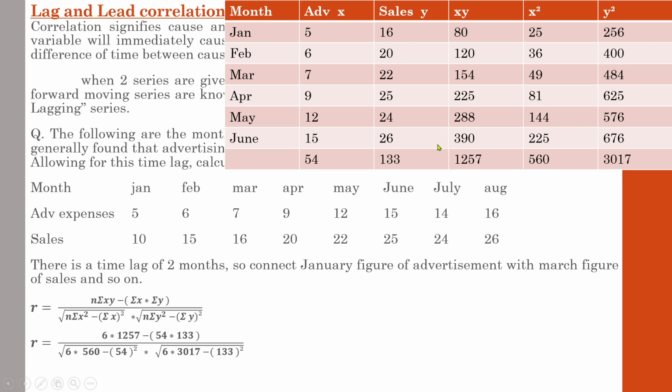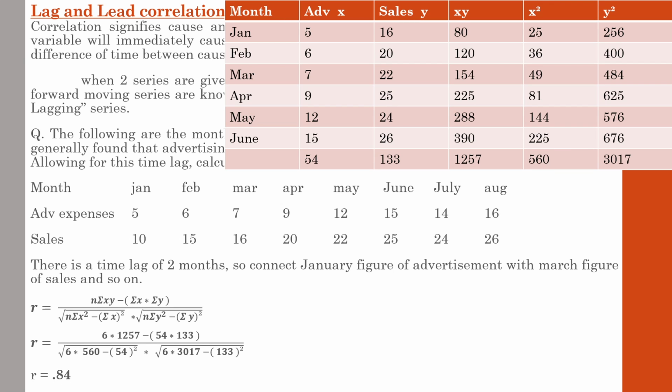Regarding the remaining items, it is almost similar to the methods which we have learned. Sigma xy is 1257, sigma x is 54 into sigma y is 133, divided by root of n sigma x square, meaning n 6 into sigma x square 560, minus sigma x, 54, the whole square, into root of n sigma y square minus sigma y the whole square. That has to be substituted accordingly. We are not going into that. By using basic mathematical operations, you will get the answer r equals 0.84.